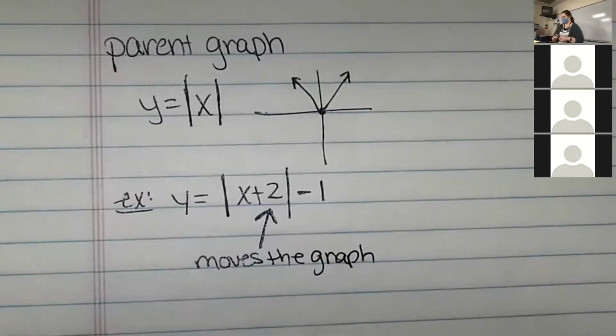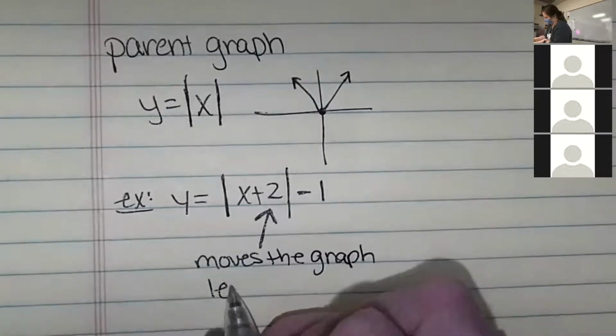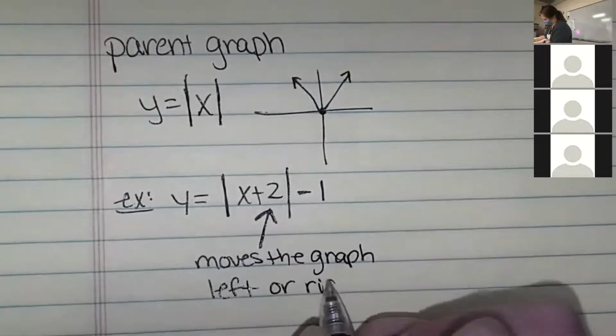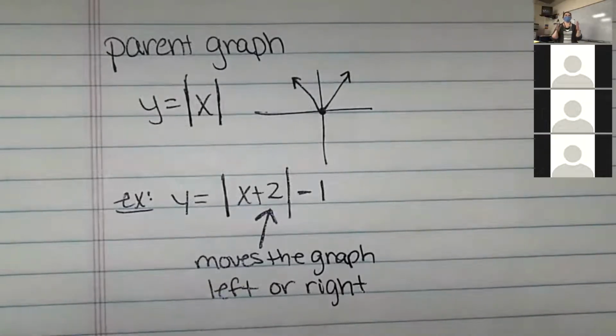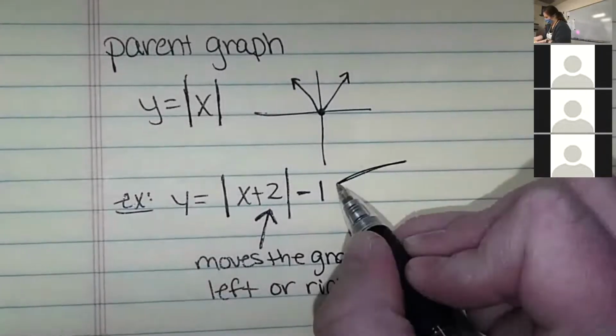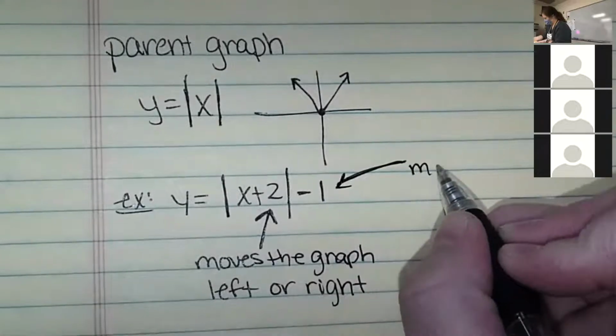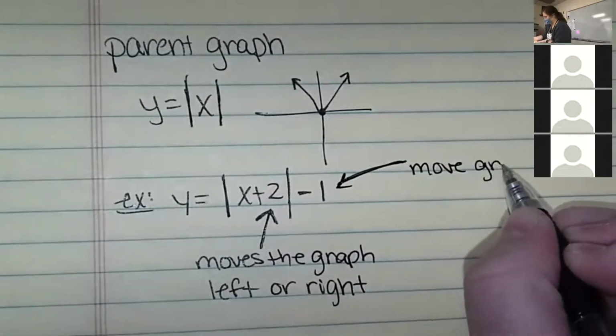Okay? If it's on the inside, that moves the graph either left or right. So inside those absolute value bars, that makes the graph move left or right. So this number on the outside, what do you think that's going to do? Yeah, that's going to move that graph up or down.